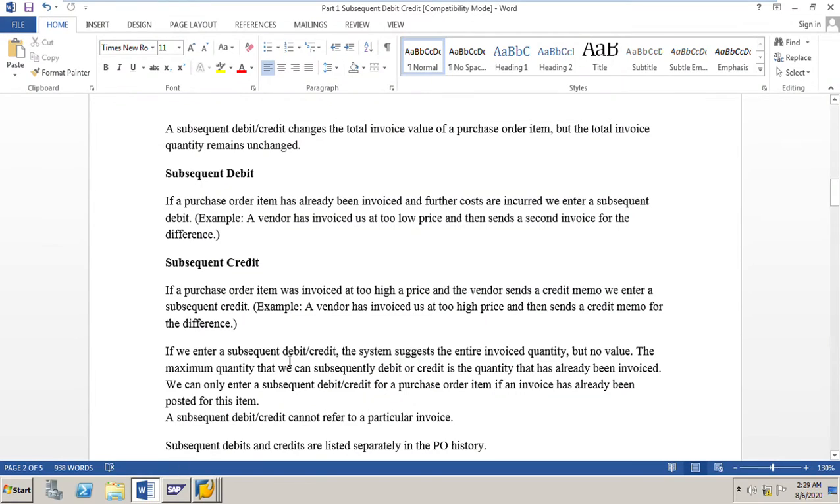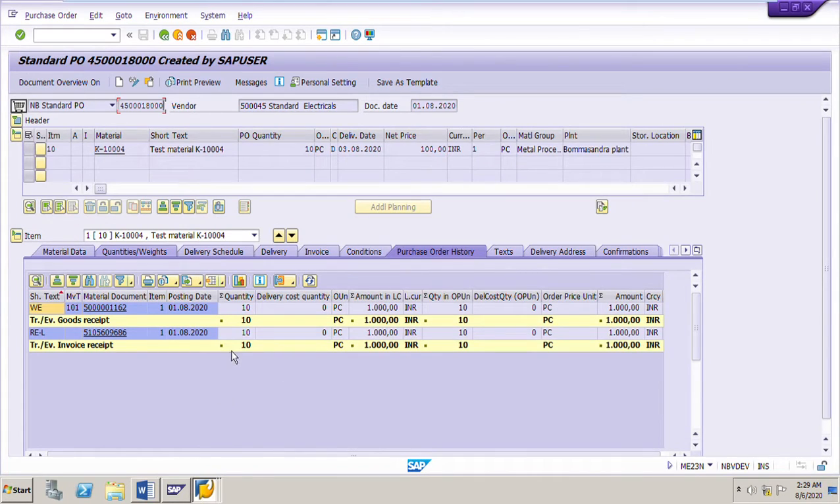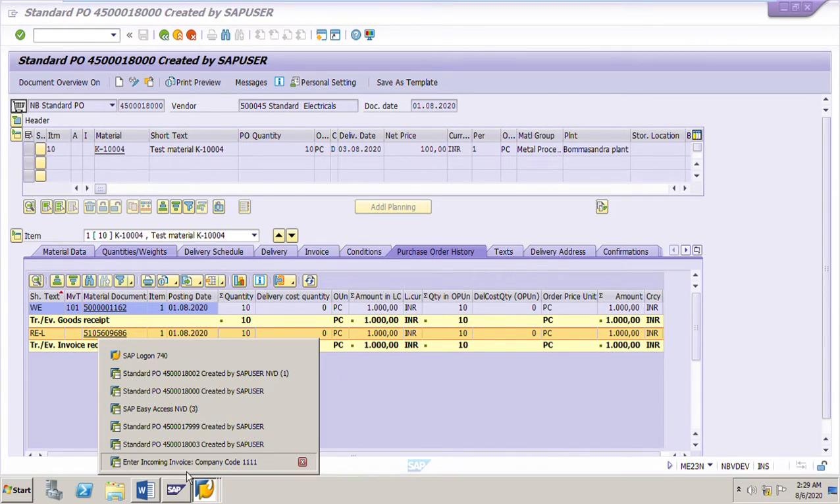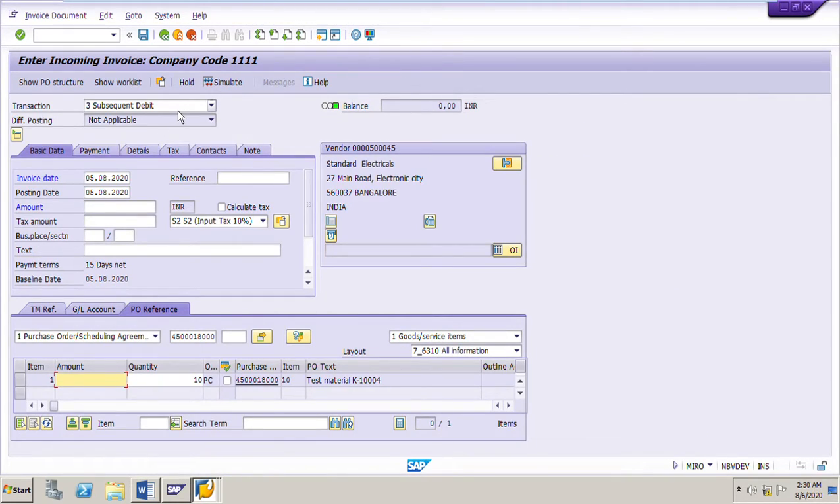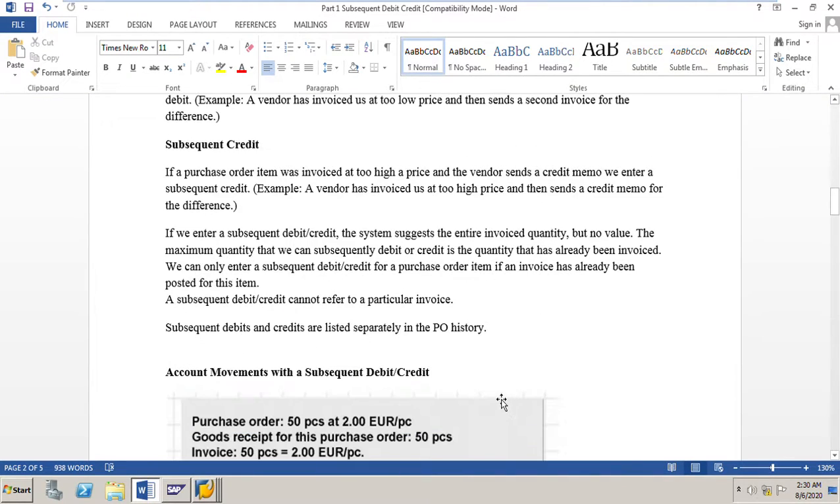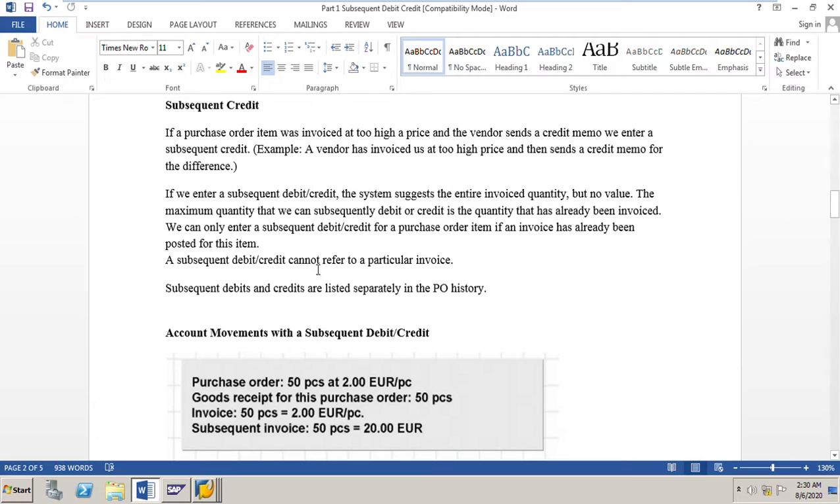So that is the meaning of: if we enter a subsequent debit or credit, the system suggests the entire invoice quantity but no value. Because here the invoice quantity was 10, here it is 10. When we try to post a subsequent debit for this PO, the system will suggest the total invoice quantity but not the price. This amount we have to enter here. Next, a subsequent debit or credit cannot refer to a particular invoice. It can refer to a purchase order only, which is already invoiced.